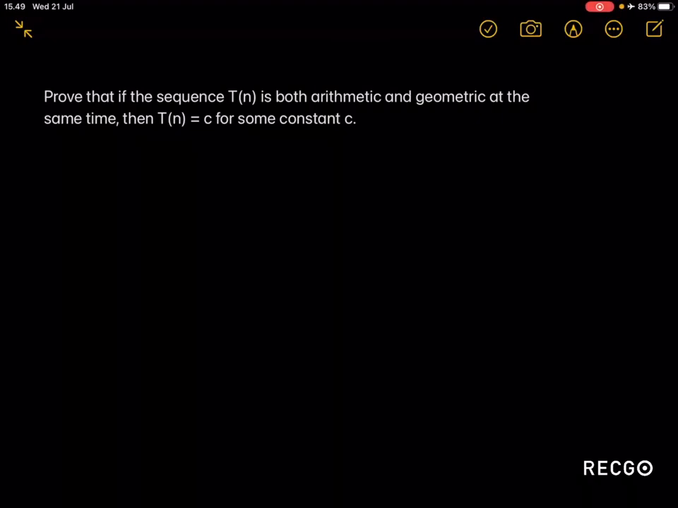Here we're going to look at a number patterns and sequences related problem. So here's another challenge. We need to prove that if the sequence T of n is both arithmetic and geometric at the same time, then T of n is equal to C for some constant C, or in other words, T of n is a constant sequence.